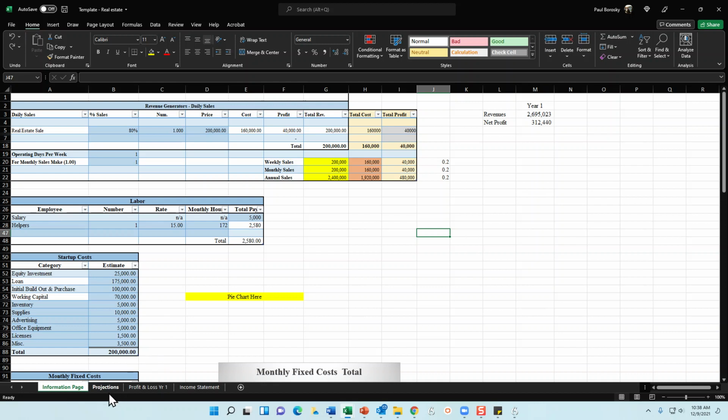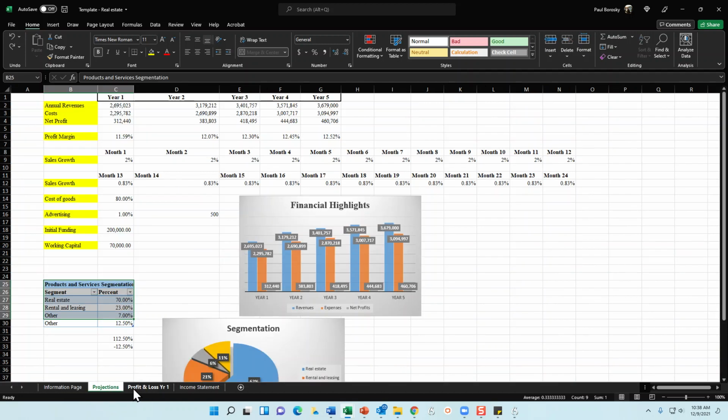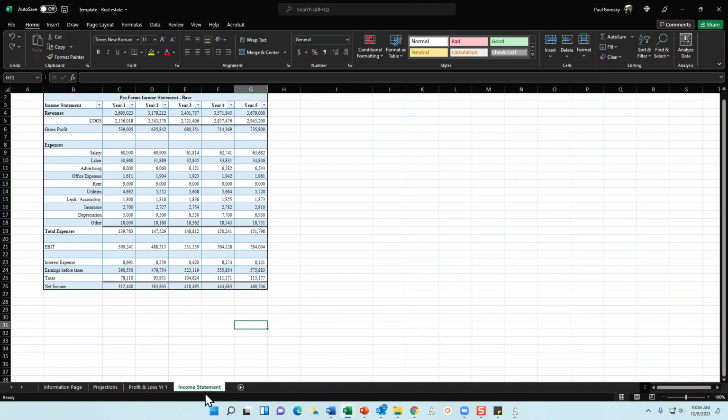But each one of my financial models has 4 tabs. It's going to have your information page, your projections, your profit and loss, and your income statement.